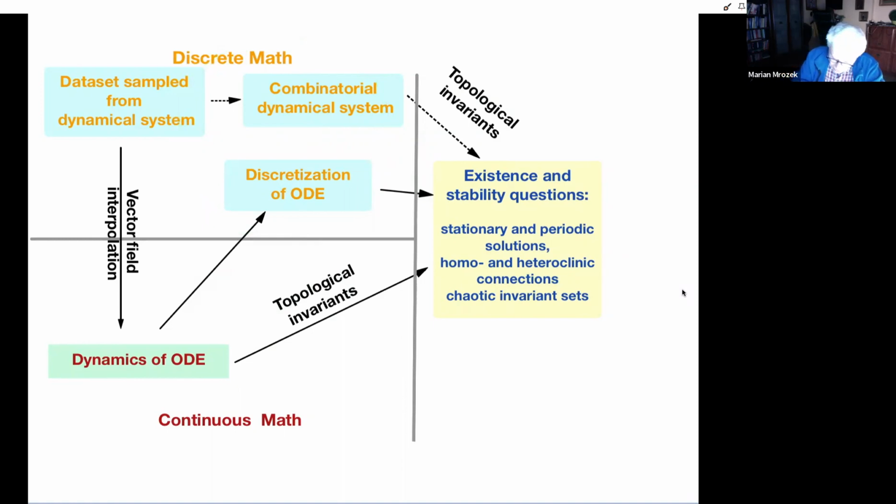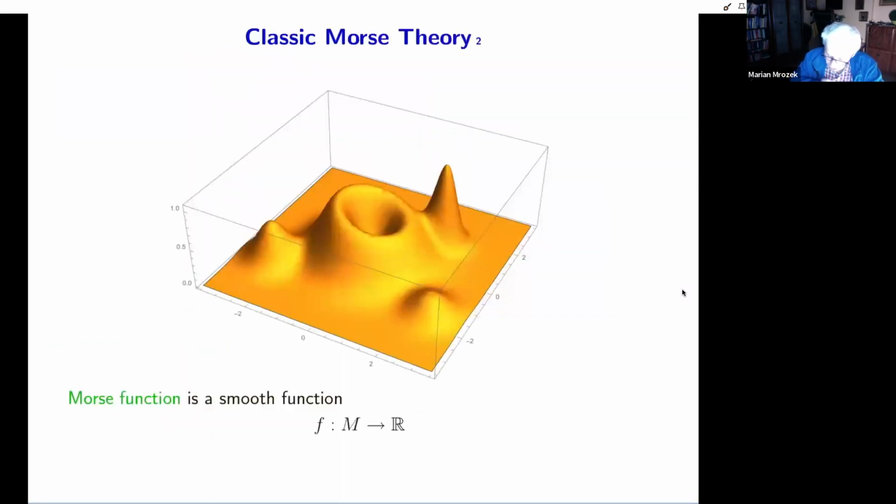The answer that this is possible came from discrete Morse theory. So let me very briefly recall the main points of classic Morse theory. Classic Morse theory works with compact differential manifolds. This is just a small piece of a bigger differential manifold, and then you have a smooth, real-valued function on this differential manifold.